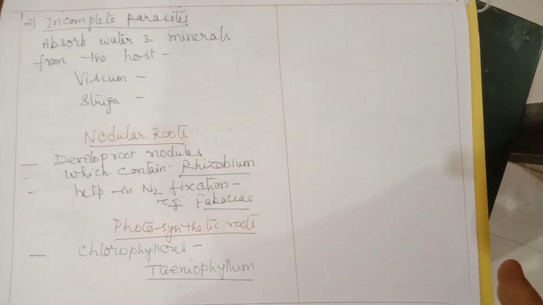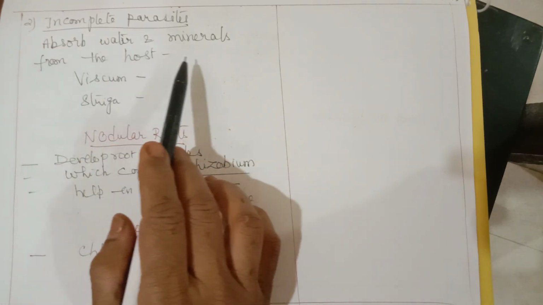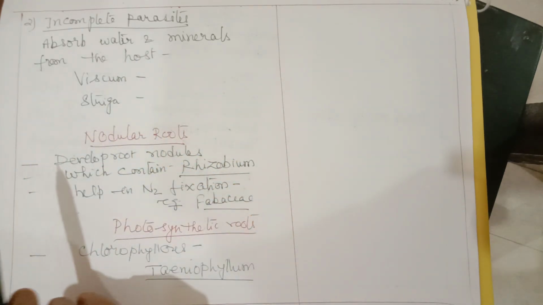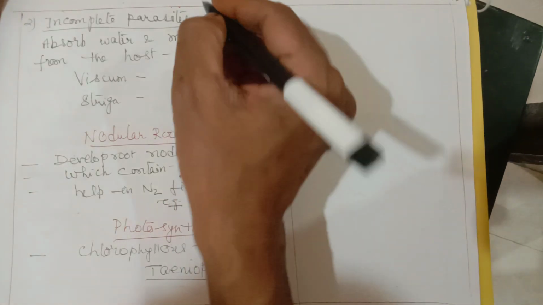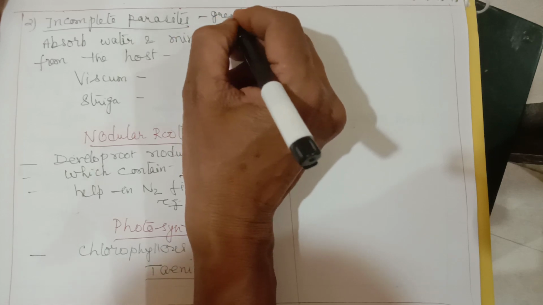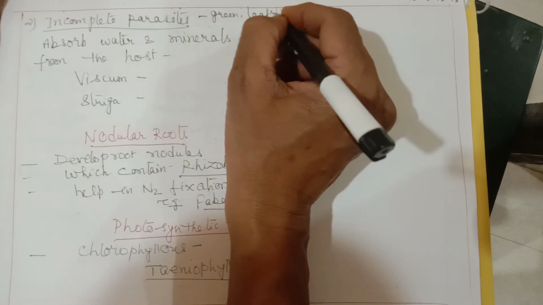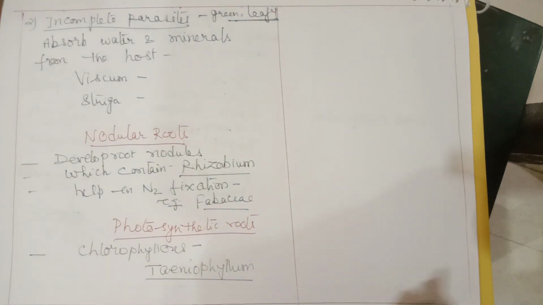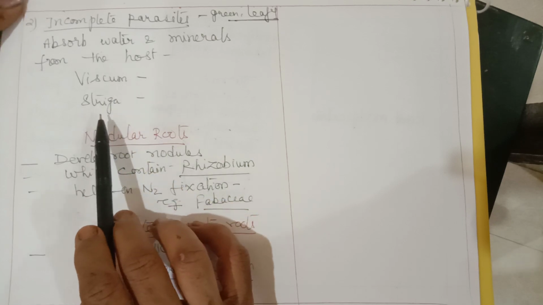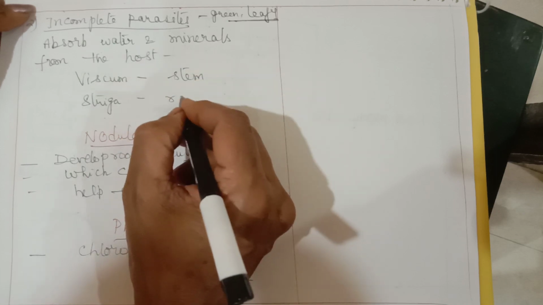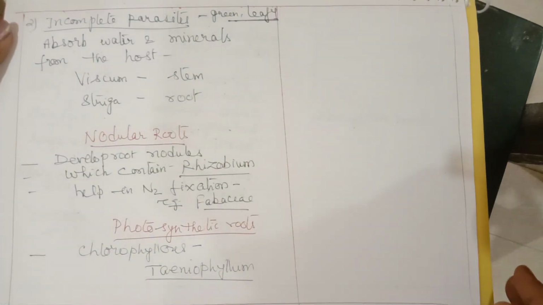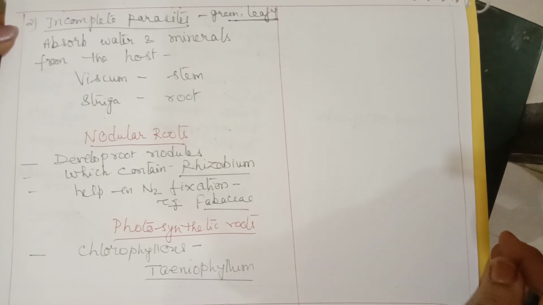Now the incomplete parasites. Incomplete parasites are those which absorb water and minerals only from the host. They do not require any food material, so they can prepare their own food. Therefore, these are called green and leafy parasites, because they can prepare their own food. Examples of these are Viscum and Striga. Viscum is an incomplete stem parasite and Striga is a root parasite. That means it depends on the root system, or if it is a stem parasite, it depends on the stem.